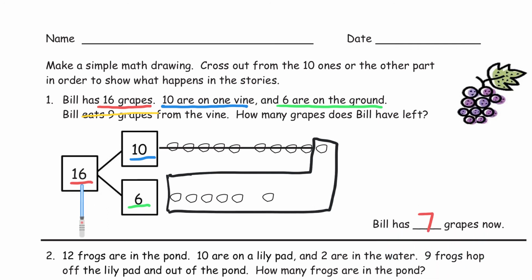So we had our 16 total. We broke our 16 into a number bond of 10 and 6. We crossed out our 9 because that's how many we're subtracting. Remember, he ate 9 of them. And what we have left is 7.